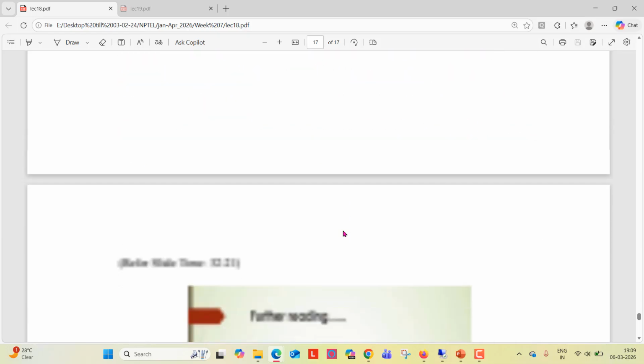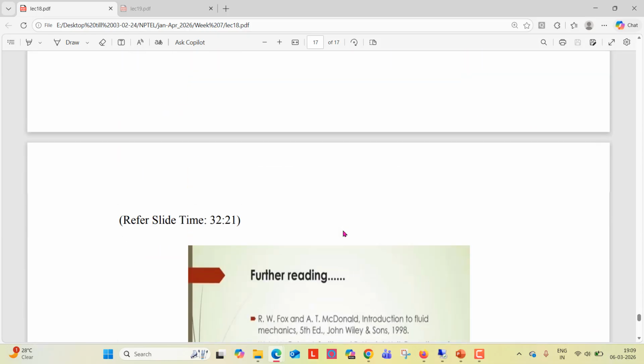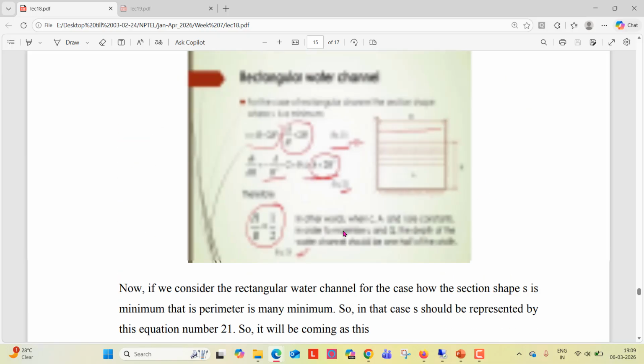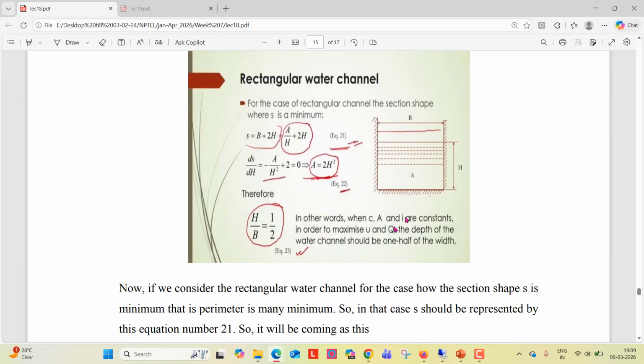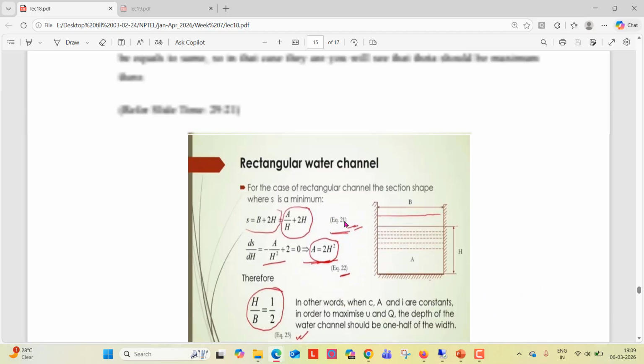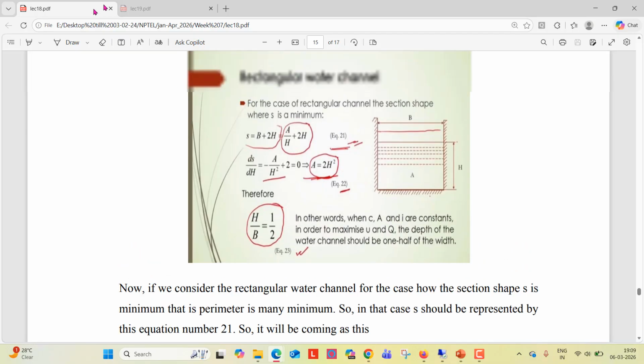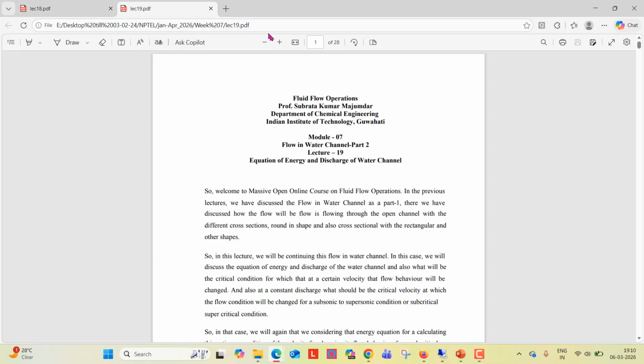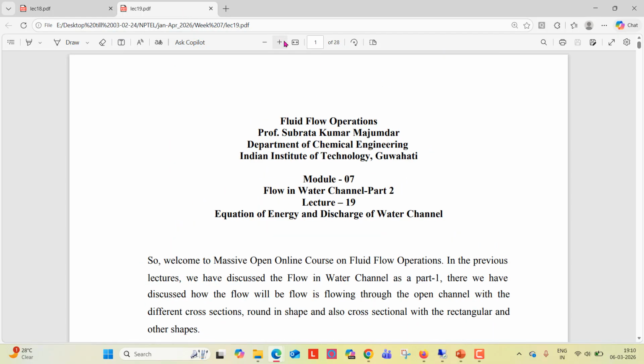Here also they have calculated using this. You can also calculate the velocity and the flow discharge, right? Okay, so this is done here only. Next one is about the equation of energy.